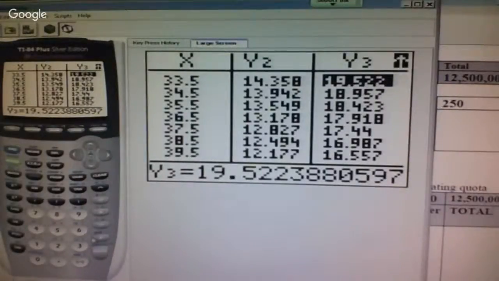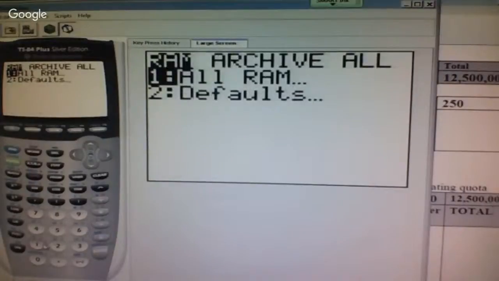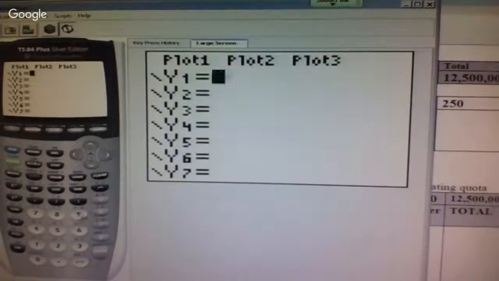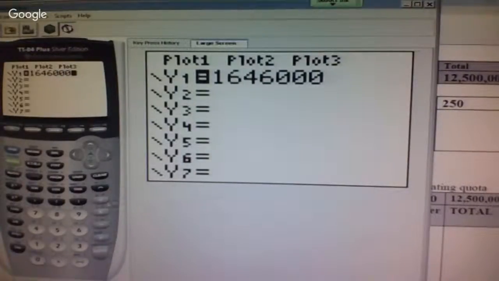All right, so my suggestion to you is clear it out every time you start a new problem. Second plus 712. So 1,646,000. The biggest mistake I see is people forget to put divided by X. You have got to put that divided by X behind every one. That way, when you change your table start, it divides your numbers by X. If you don't, it doesn't do the division for you.